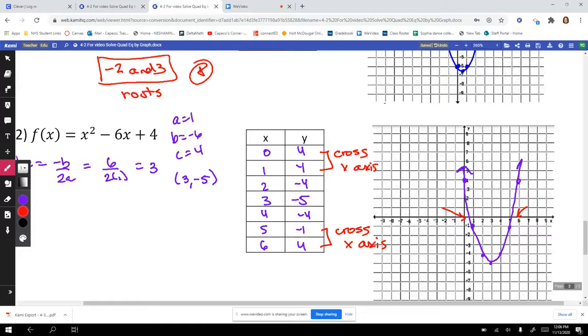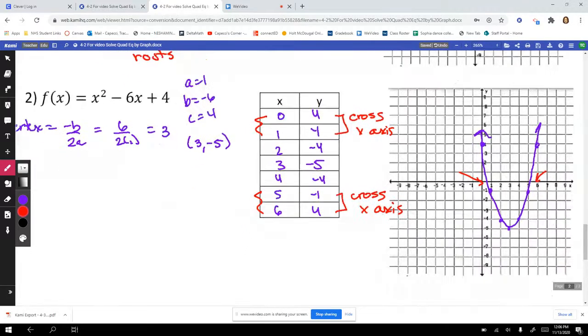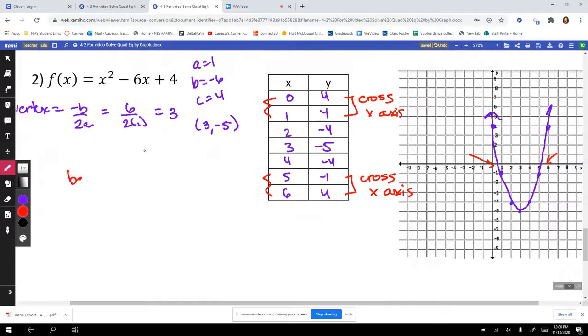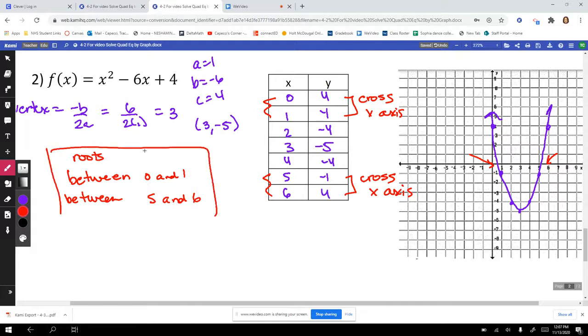Okay? And again, if you look at our table and our graph, they are together there, right? Somewhere between 0 and 1, and then somewhere between 5 and 6. We don't know exactly. So again, if we don't know for sure, we're going to say that the roots are somewhere between 0 and 1, and also somewhere between 5 and 6. And that's the best we can do. We're just approximating. So we're going to stay with that. Okay, again, just gives us a good visual.